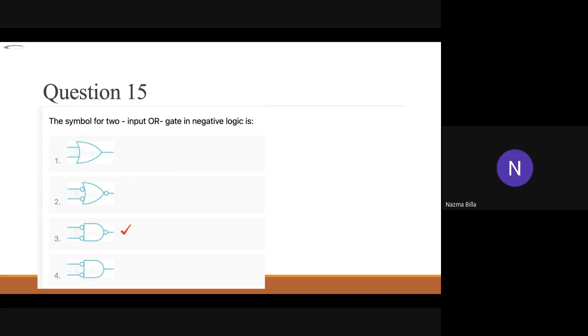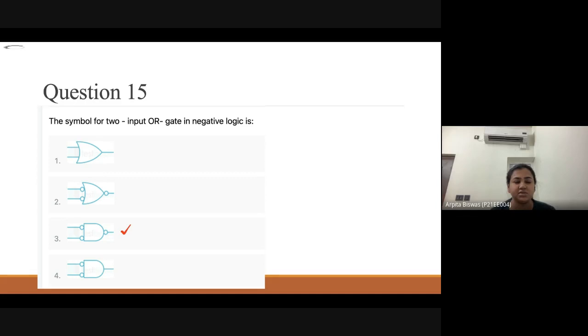Complemented inputs of OR will be equal to NAND gate, ma'am. So which option is it here? See the question carefully. The symbol for two input OR gates in negative logic.